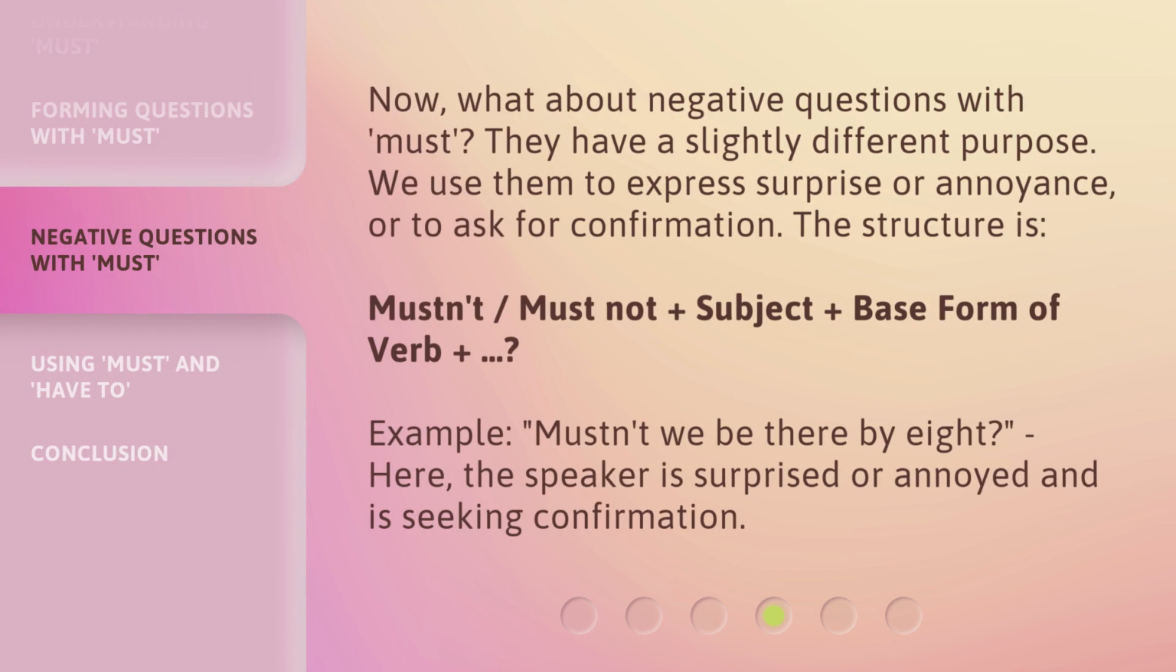Now, what about negative questions with must? They have a slightly different purpose. We use them to express surprise or annoyance, or to ask for confirmation. The structure is mustn't, must not plus subject plus base form of verb. Example: mustn't we be there by 8? Here, the speaker is surprised or annoyed and is seeking confirmation.